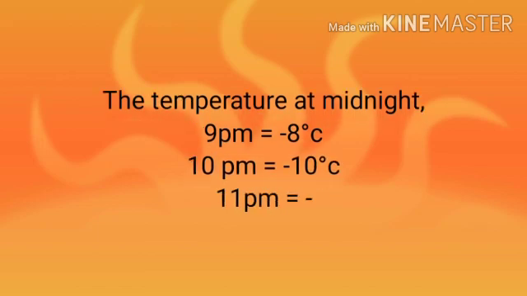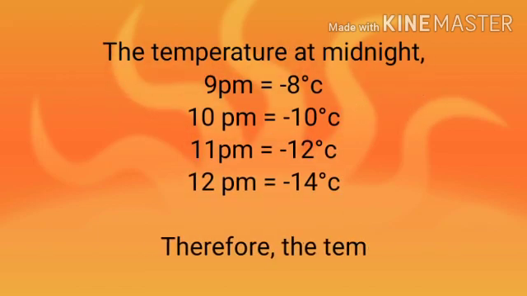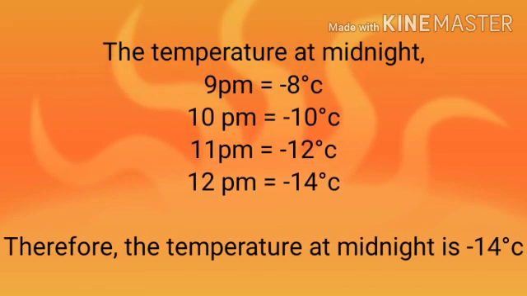Then next, solution B: the temperature at midnight. So we know that at 9 p.m. the temperature is minus 8 degrees Celsius. Then by 10 p.m. it gets reduced, right? Minus 10 degrees Celsius. 11 p.m., minus 12 degrees Celsius. 12 a.m., which is minus 14 degrees Celsius. Therefore, the temperature at midnight is minus 14 degrees Celsius. How do you get minus 14 degrees Celsius? It gets reduced by 2 degrees Celsius per hour. This is the solution for the given question.